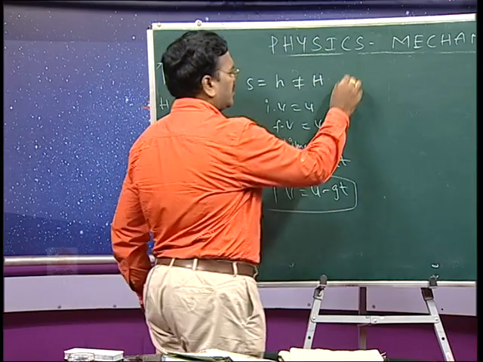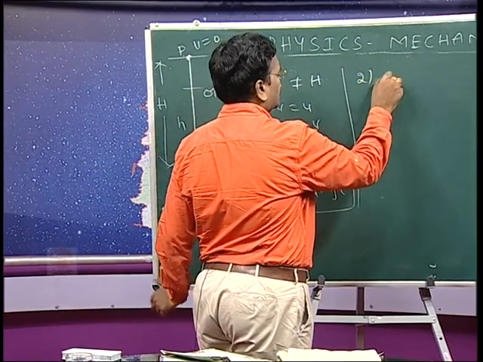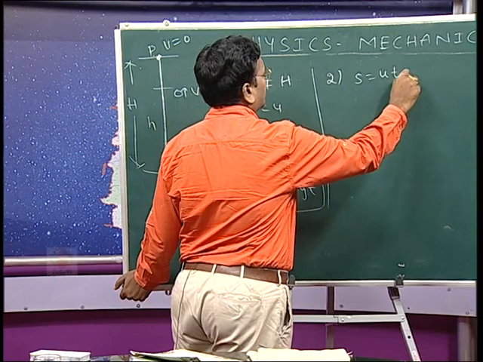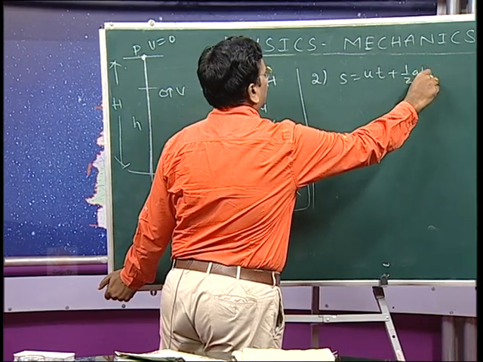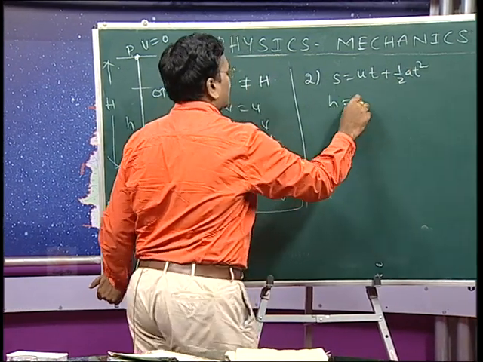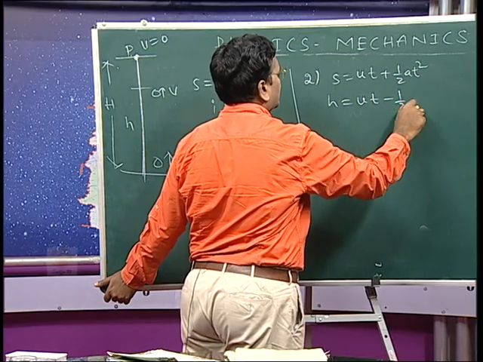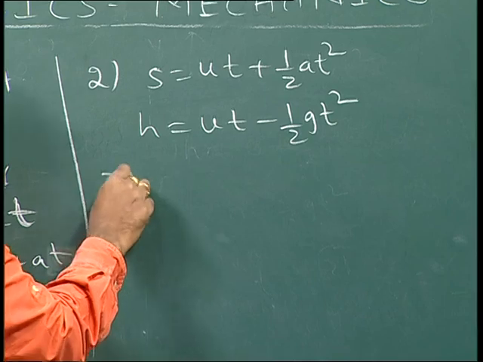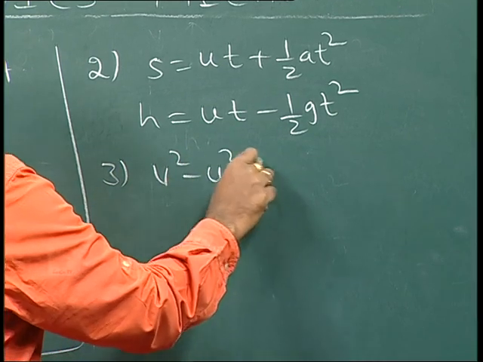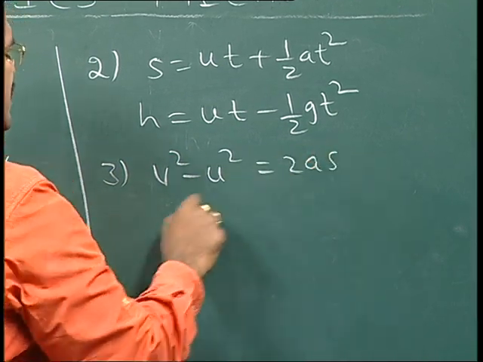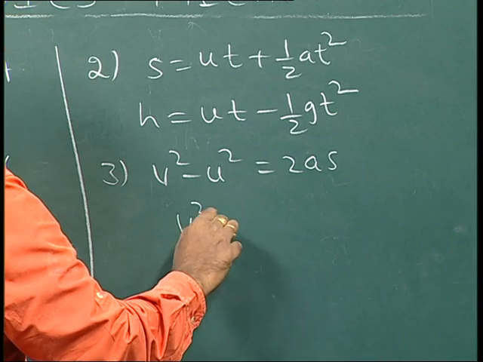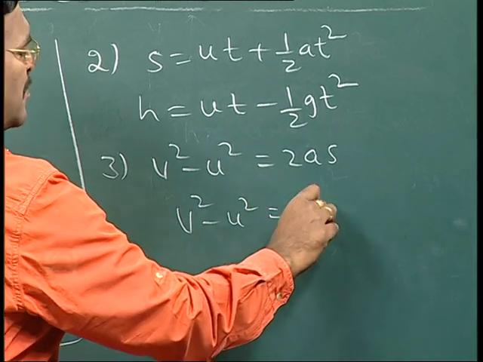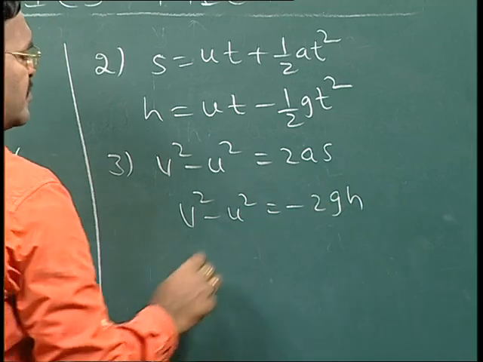Second equation of motion: s is equal to ut plus half at square. Here s is h, so h is equal to ut minus half gt square. Third equation of motion: v square minus u square is equal to 2as. So, v square minus u square is equal to minus 2gh.